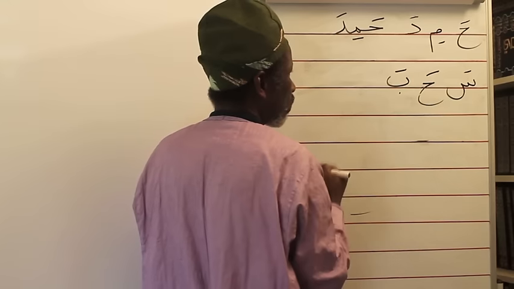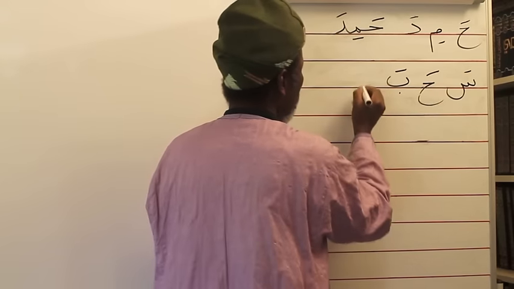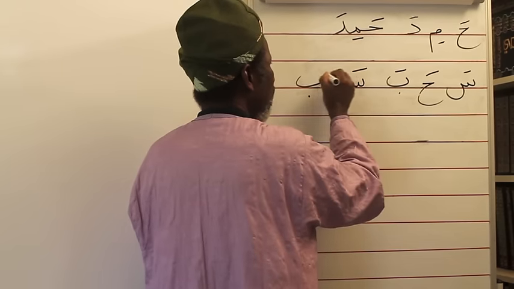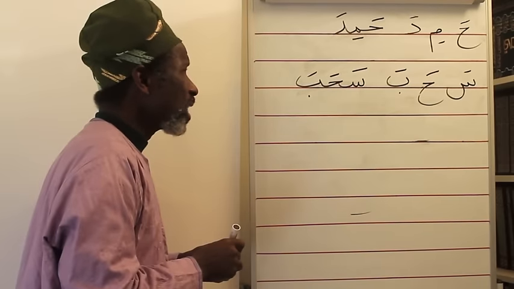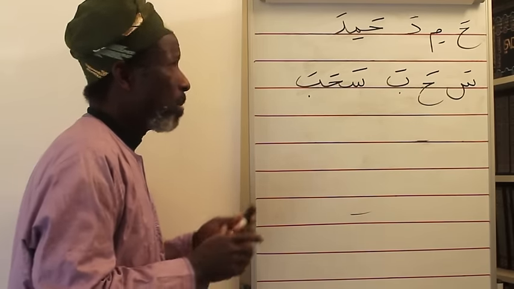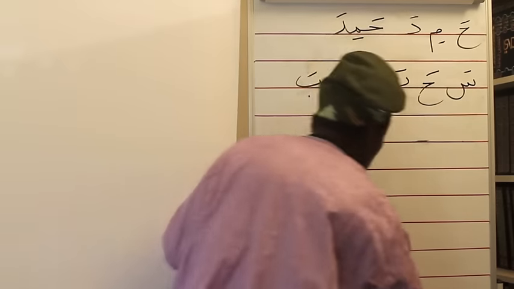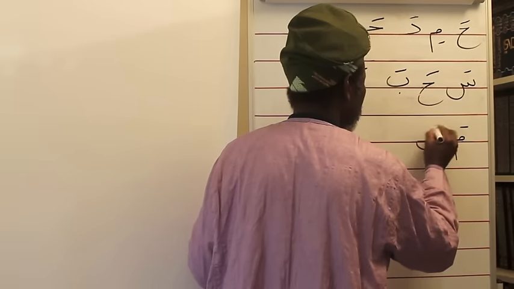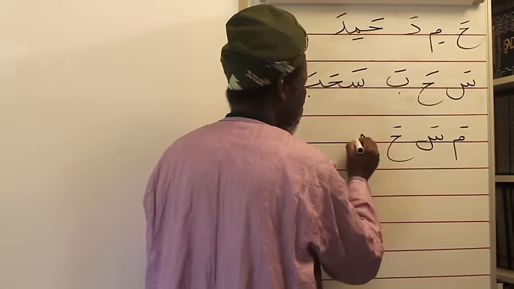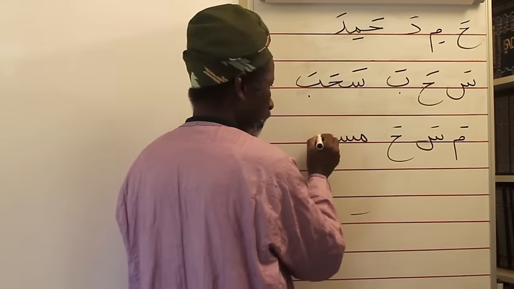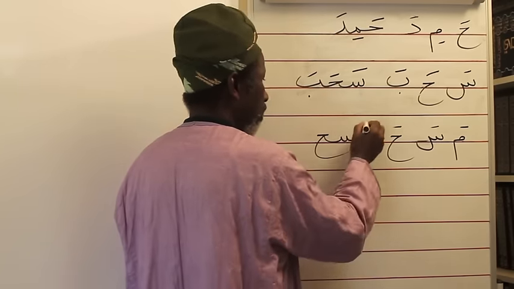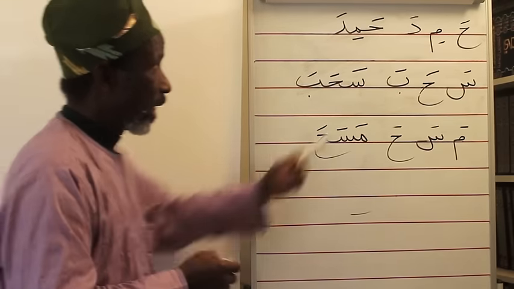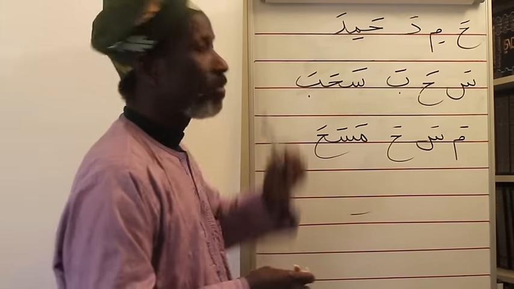Now you see the way I will stop to write this ha on top of the chair. So sa ha and then ba, sahaba. After the sahaba, we have masaha. Ma, sa, again stop to write the ha on top of the chair. Ma, sa, ha. Well done. So you have now the ha at the beginning, ha in the middle, and the ha at the end.